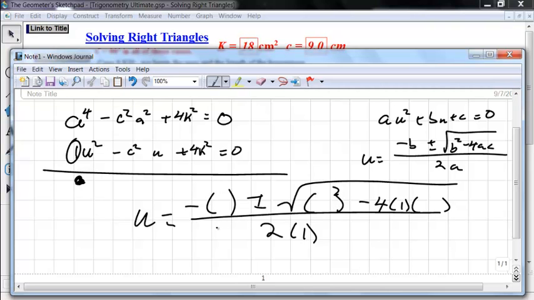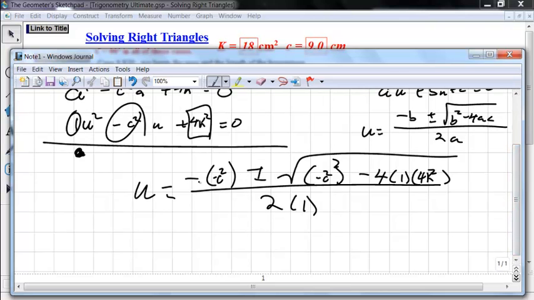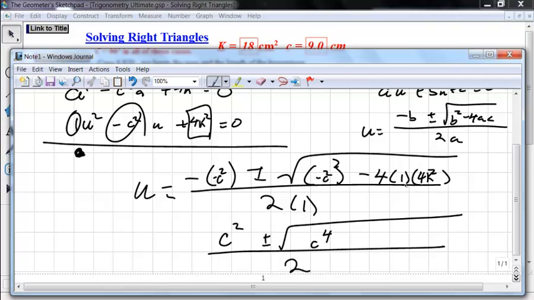Okay, what do we get for b? b is minus c squared. And c is 4k squared. Okay, let's clean this up a little bit. The two minuses make c squared. 2 times 1 is 2. This turns out to be c to the 4th. And this one gives us minus 16k squared.